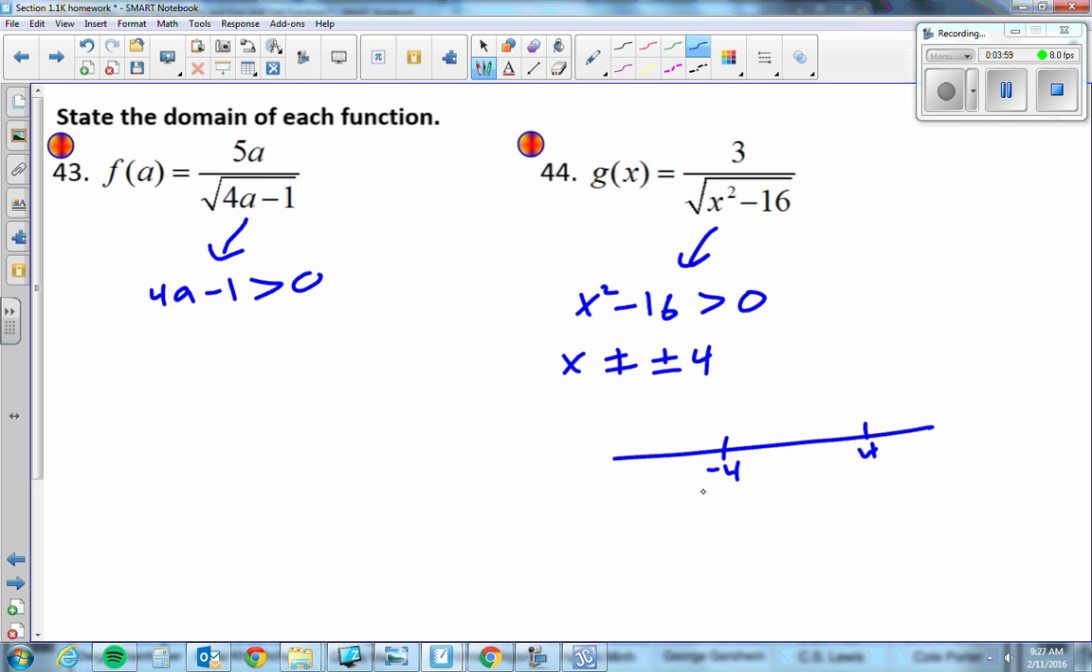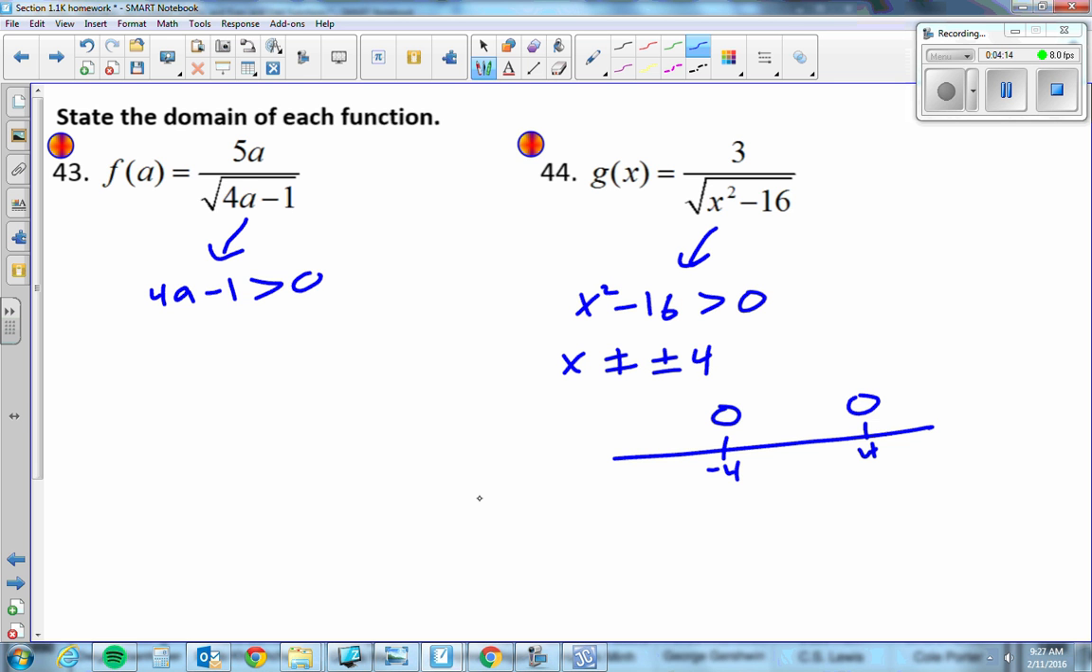By the way, just for the record, I said these are the numbers that make it equal 0. Do we want it to equal 0? No, because when this equals 0, you get division by 0, so it fails. I'm going to put open circles there, because those don't actually count as part of our domain. Just want to get that out of the way now.